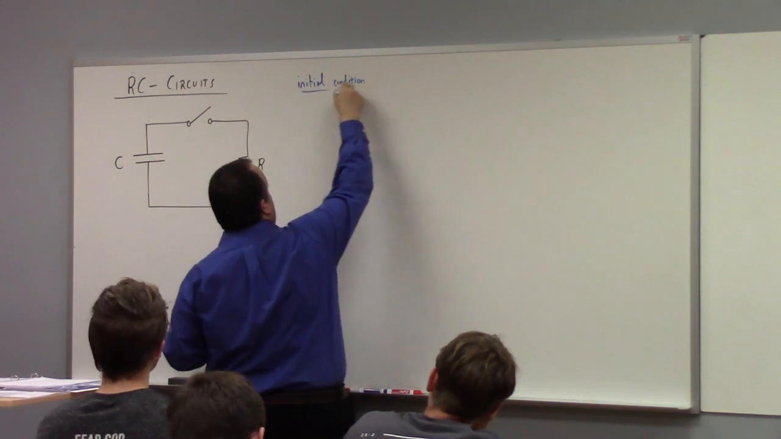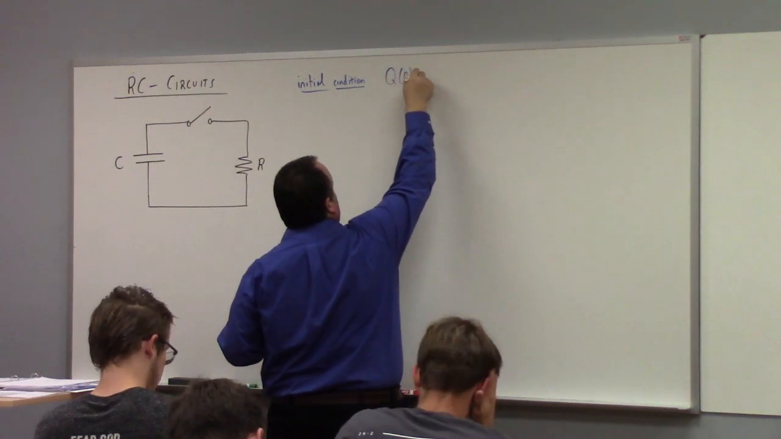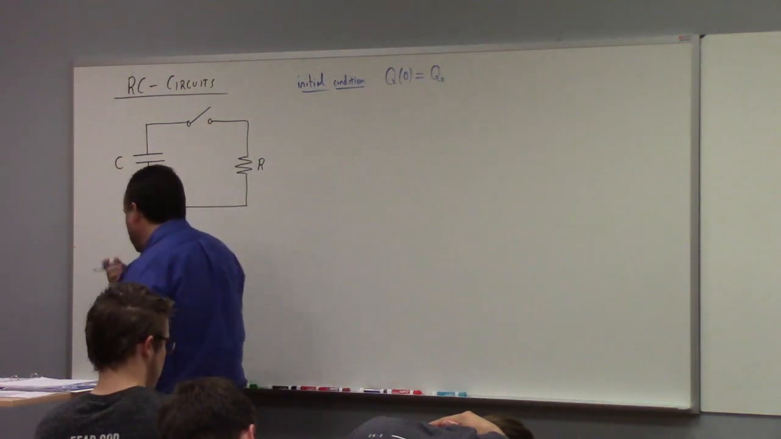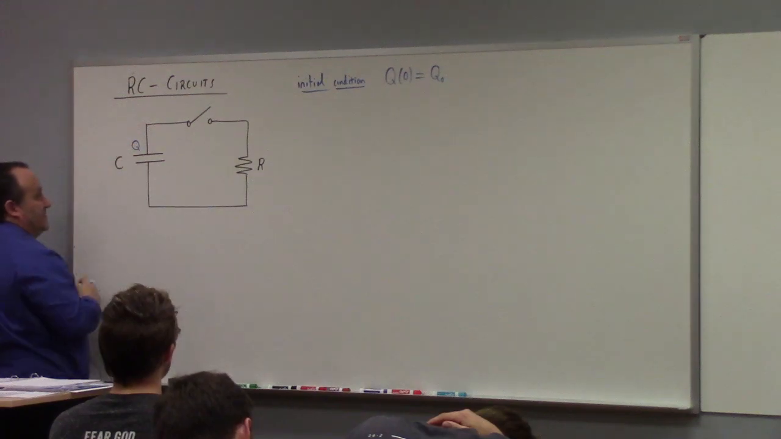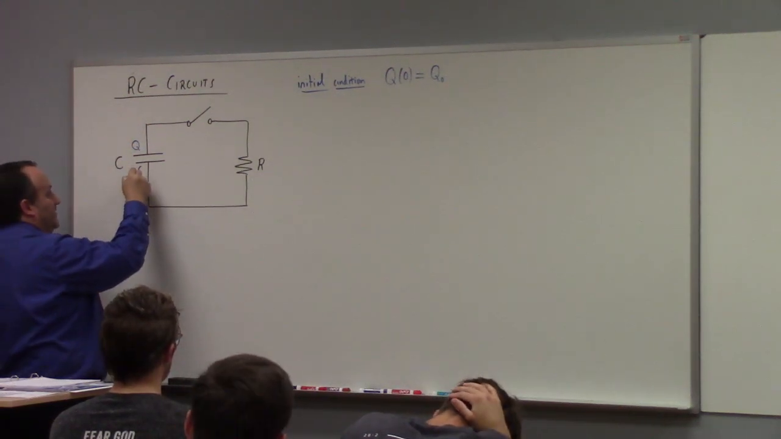The initial condition for us is that the charge at time 0 is, let's say, Q naught. So you've got charge Q naught on the capacitor, all right? So I'll just say Q here for the capacitor. Charge on the capacitor. Of course, if we got Q there, we got minus Q here. You know the deal.